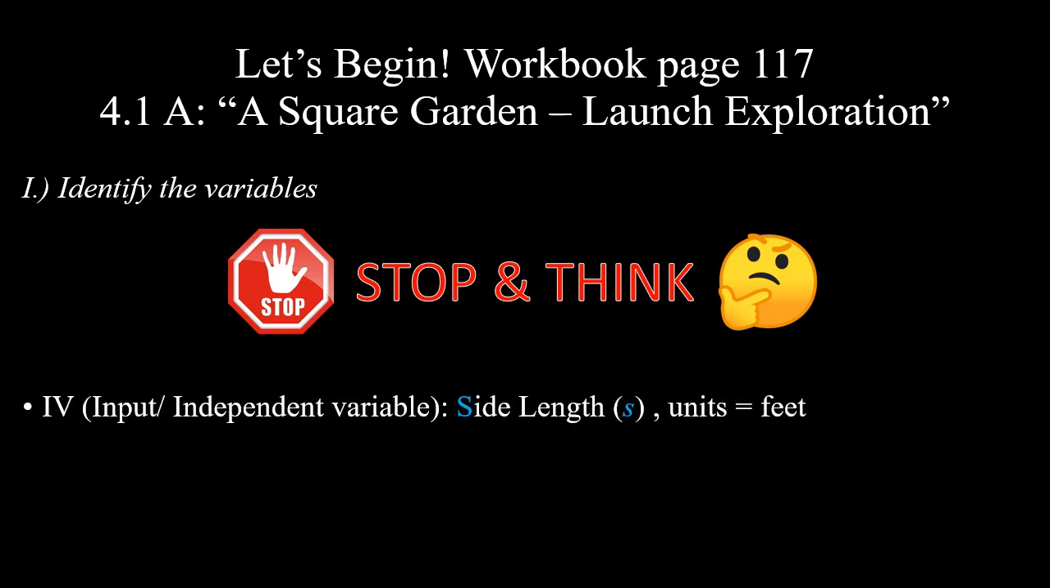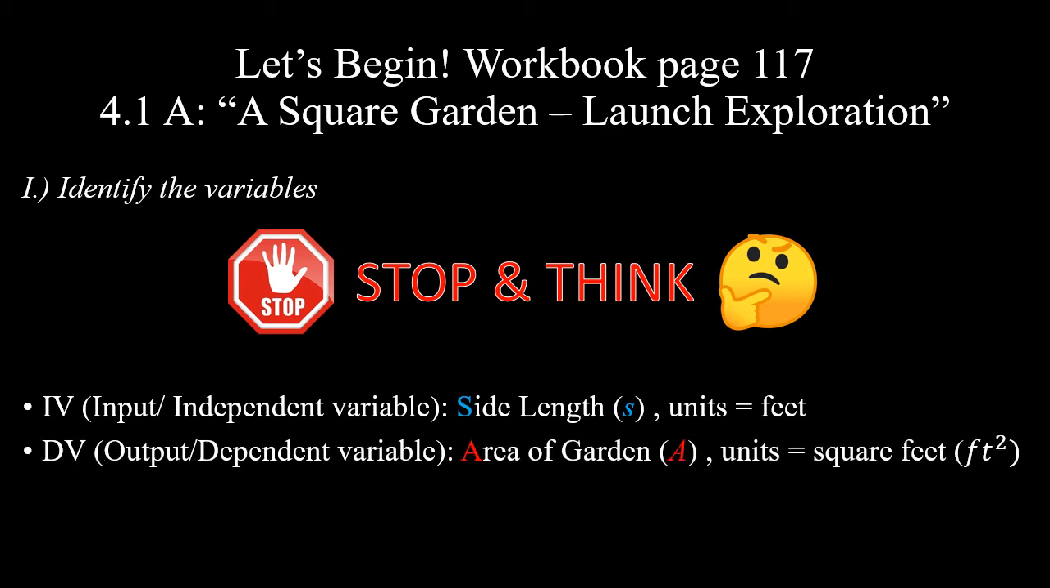So hopefully at this point you guys were able to deduce that your input here, your independent variable, is the side length. I gave that the smart label S, and the units we're working with are feet. And then your dependent variable, your output, is going to be the area of the garden. I gave that the smart label A, and my units are now, I want you to notice, square feet.